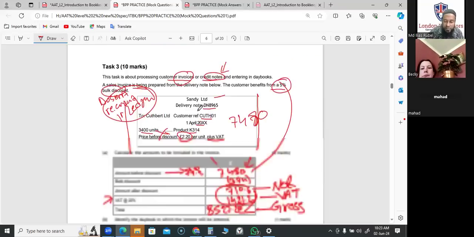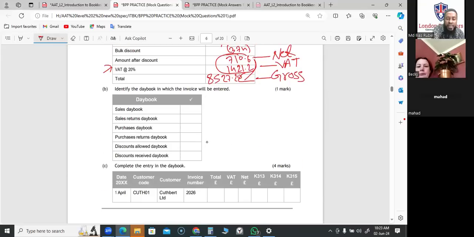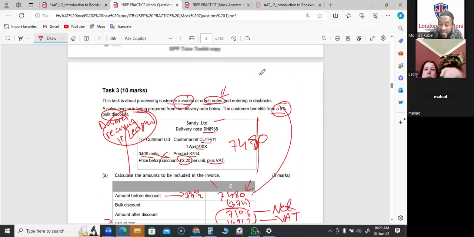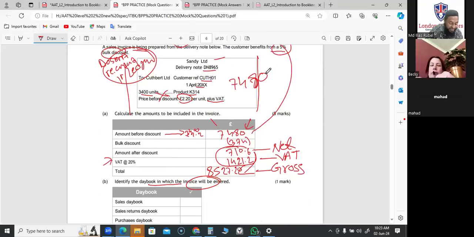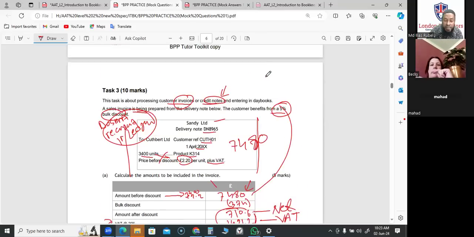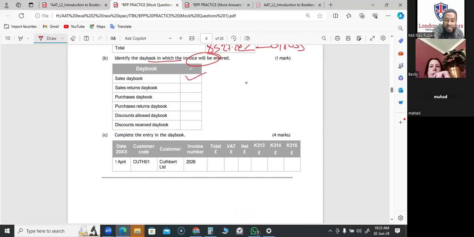These are some items you need to check. Now, identify the day book for the invoice. You need to see whether it is sales or purchases. This is clearly a sales invoice, because it's a customer invoice. The keyword here is customer. So it goes into the sales day book.